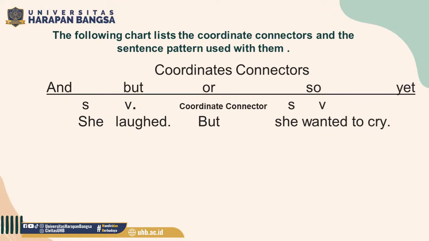The following chart lists the coordinate connectors and the sentence pattern used with them. You can see the coordinate connectors. There are and, but, or, so, yet. Yeah, this is the explanation and some samples. She loved but she wanted to cry. Here, she is the subject, loved is the verb, but is the coordinate connector. She is the subject, wanted to cry is the verb.